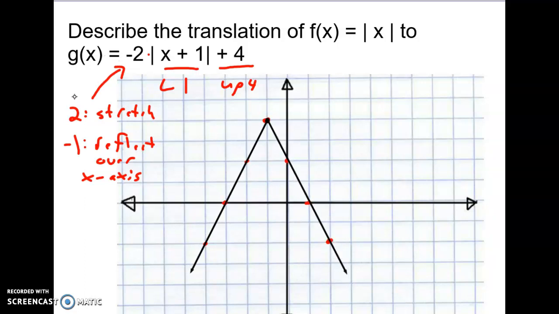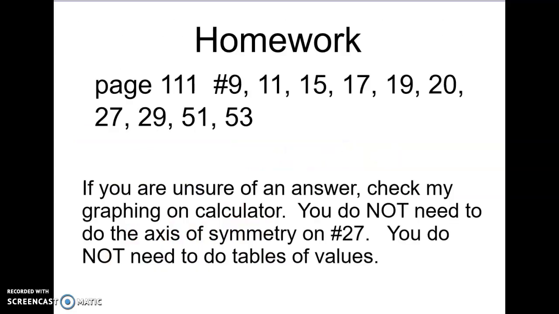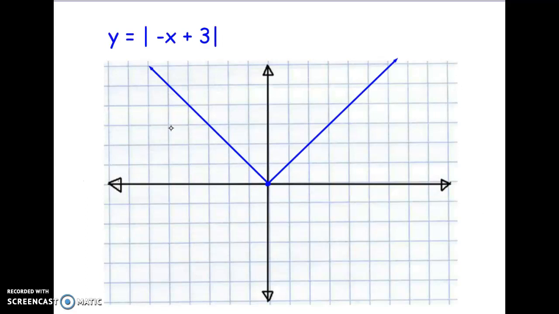All right, if you got this and feel comfortable, I would recommend not watching the rest of this, right? Our goal was to graph absolute value functions, knowing what their parent looks like and then transforming it, using the calculator to check. So if you're good, here is the homework, and you can just start rocking it. If you are unsure, you can write down this homework, but then I'll do a couple more examples here if you need them. All right, so these are the extra examples if you weren't sure.